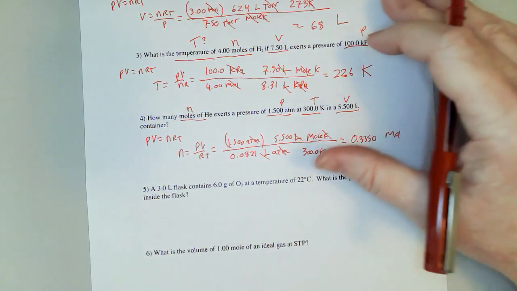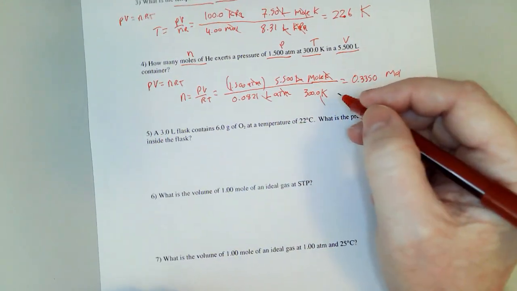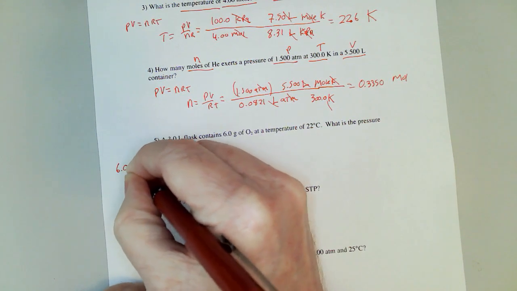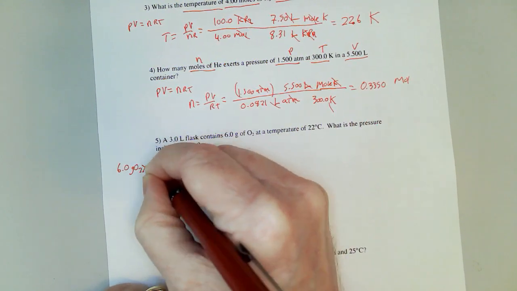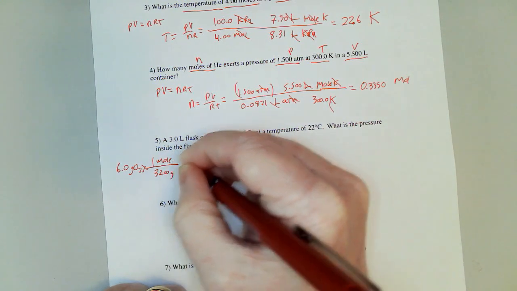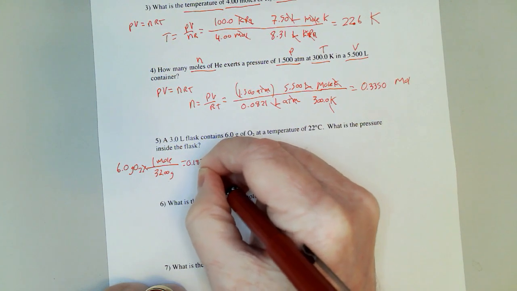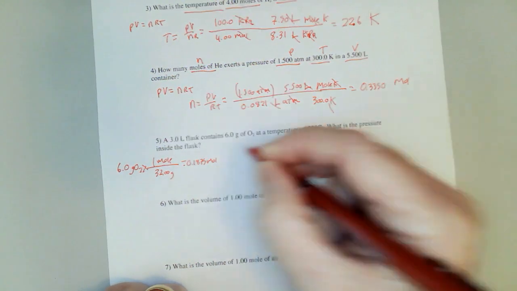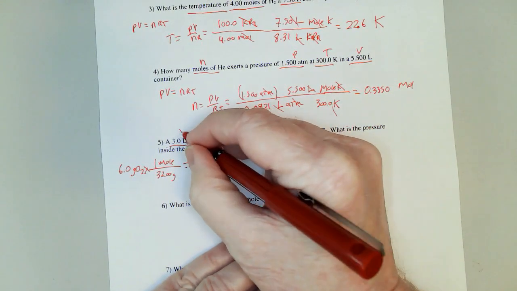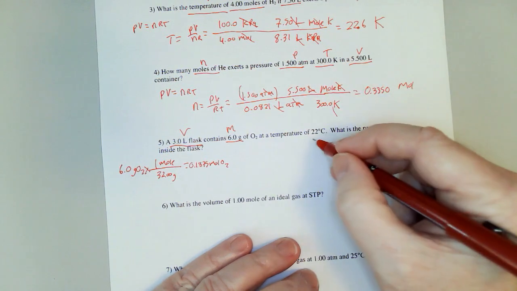All right, so that's the 4 basic forms that this equation can take, and with the different units for pressures. Now, little twist. What if I gave you grams rather than moles? You got to switch it over. 6.0 grams of O2 times 1 mole over 32.00 grams, and this equals 0.1875 moles of O2. Okay? So a 3-liter flask would be 6 grams, that's mass.